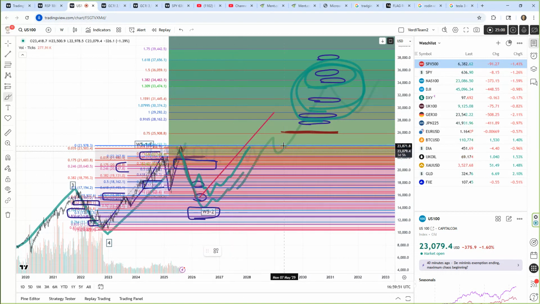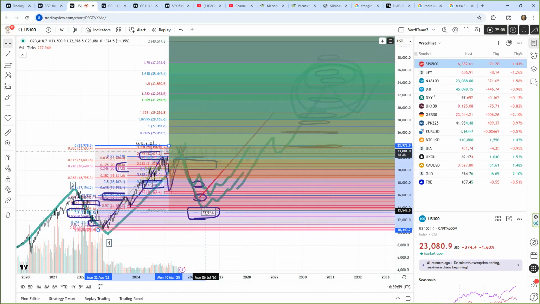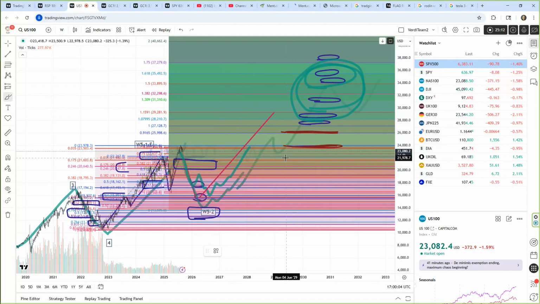75, 618 would be right here. And if we come over here and drag this down to my deeper low, 618 would be right here. So depending on where the lows are, if we fail to get above these 618 levels, then we are going to roll.